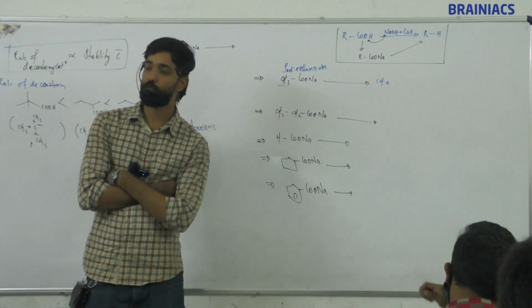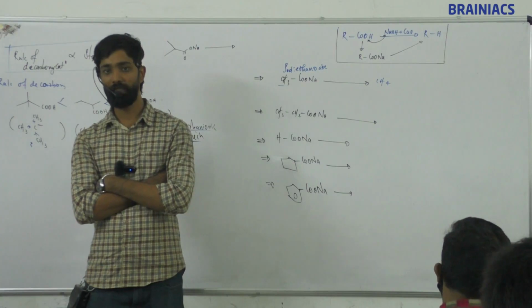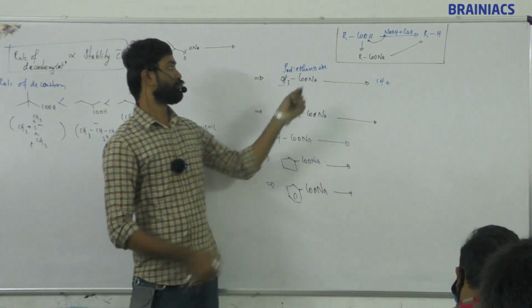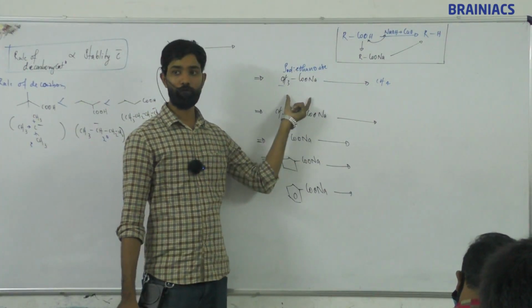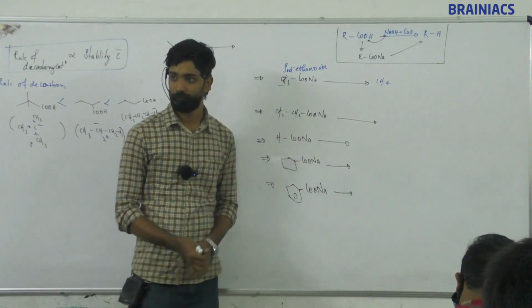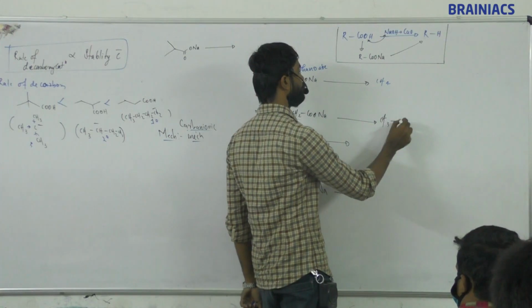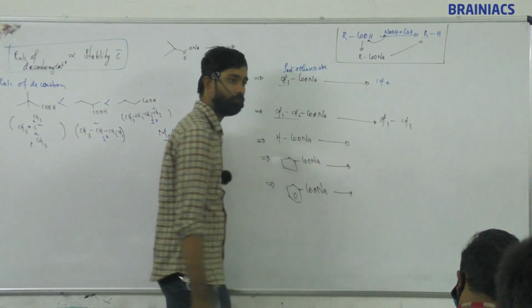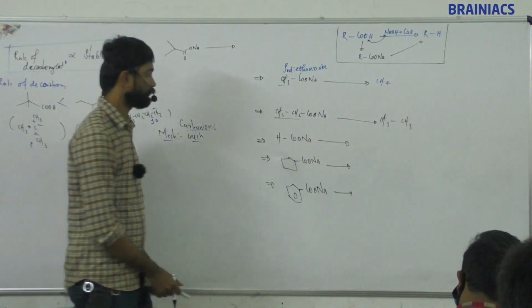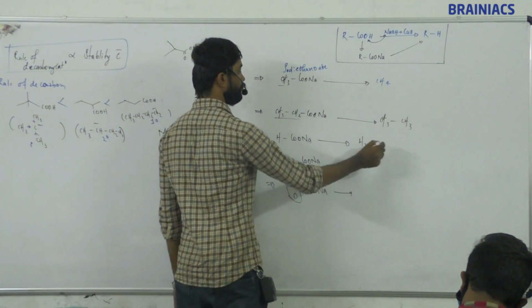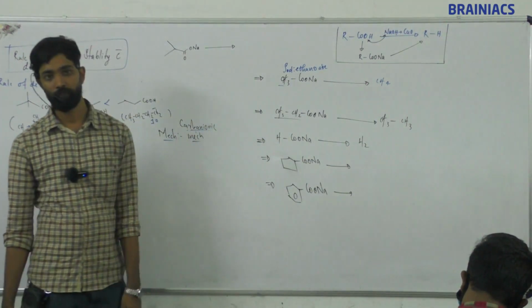Decarboxylation of sodium acetate. Choices: ethane, methane. So sodium acetate or sodium ethanoate, the reaction is okay. What about the next? You obtain ethane. Ready. Next, you obtain hydrogen.